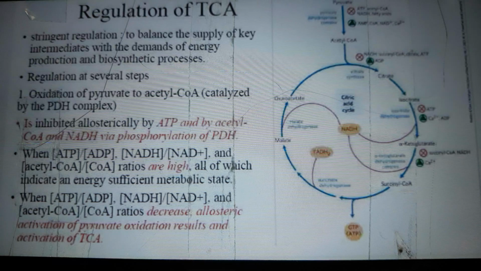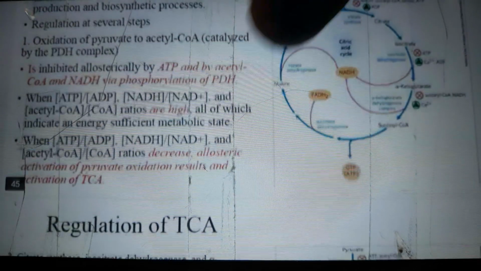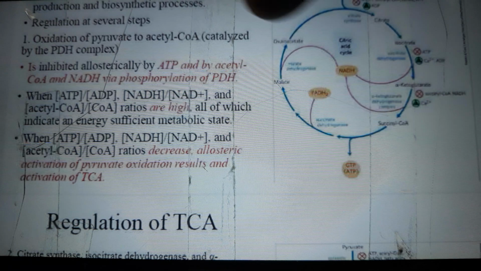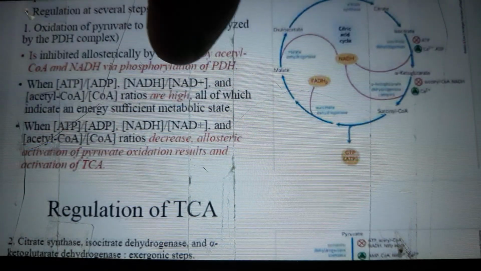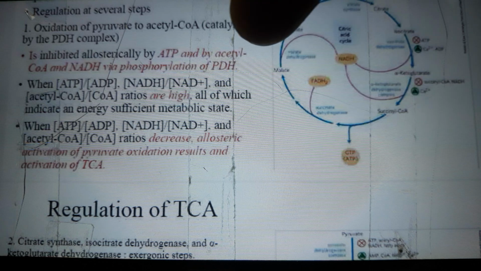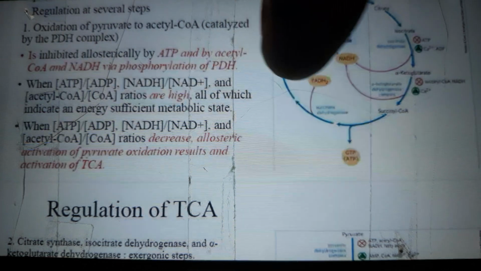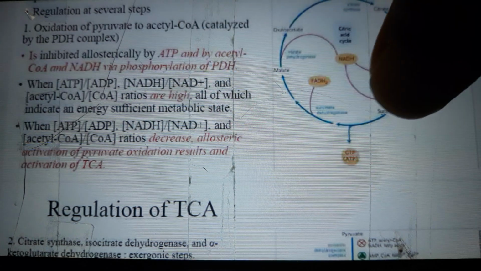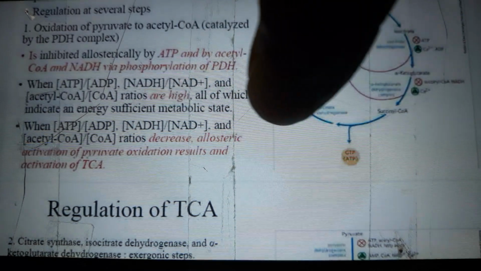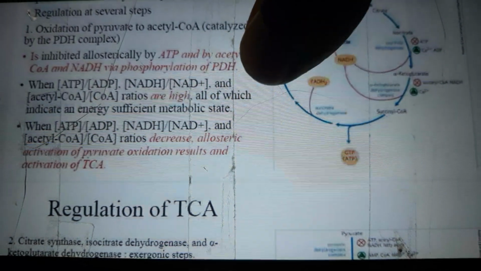Regulation of the TCA cycle: stringent regulation to balance the supply of key intermediates with the demand for energy production and biosynthesis. Regulation at the step of oxidation of pyruvate to acetyl-CoA, catalyzed by the PDH complex, is inhibited allosterically by ATP, acetyl-CoA, and NADH, and via phosphorylation of PDH, when ATP, acetyl-CoA, and NADH are high, all of which indicate an energy-sufficient metabolic state.